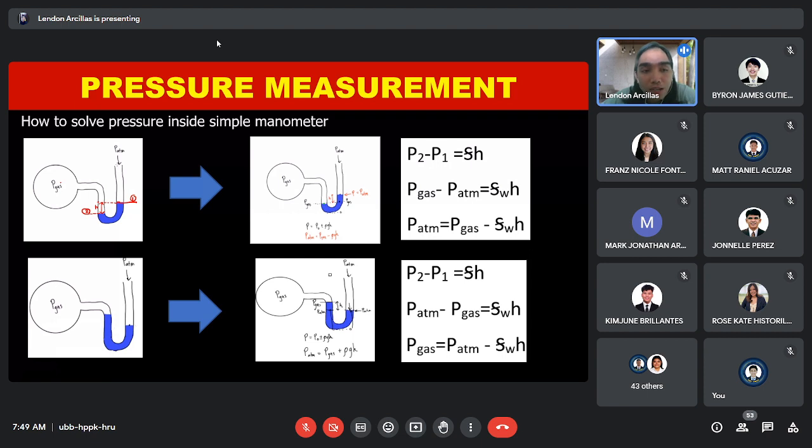Next, the pressure of the gas is usually not given. Why? Because the pressure of the gas is negligible. There will only be a pressure of the gas if the density of the gas is given. Usually, we have 1.2 kilograms per cubic meter. This is the density of the gas. So, to find the specific weight of the gas, that is the density times the gravitational pull.